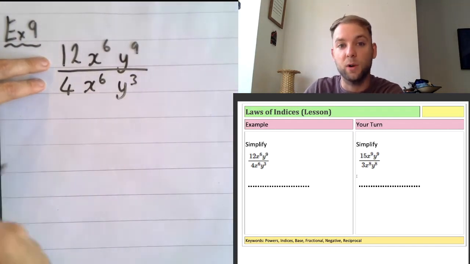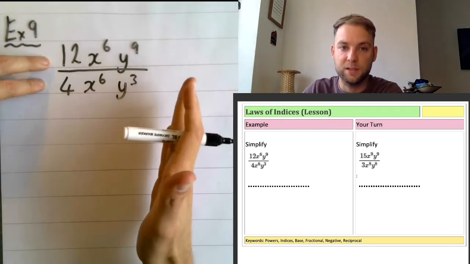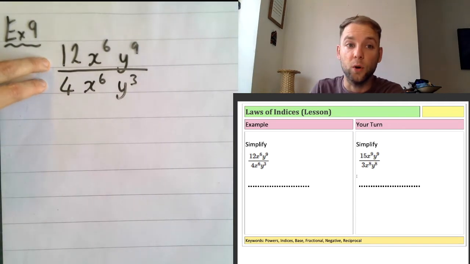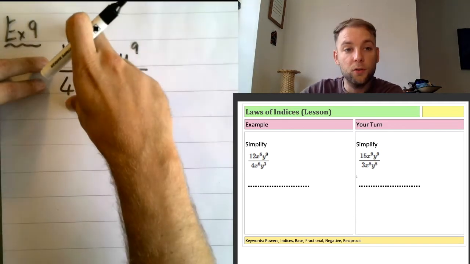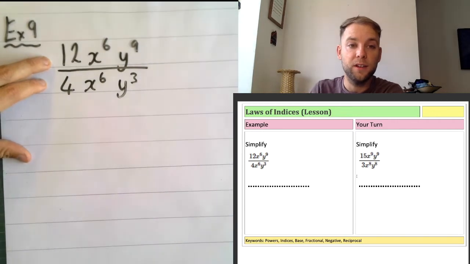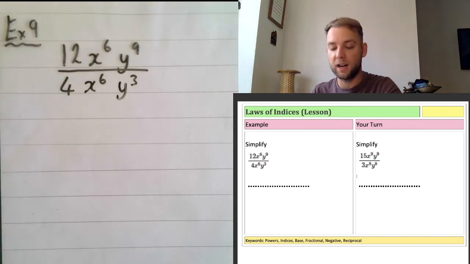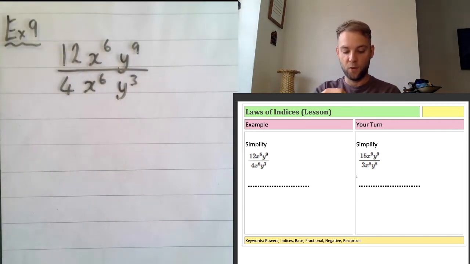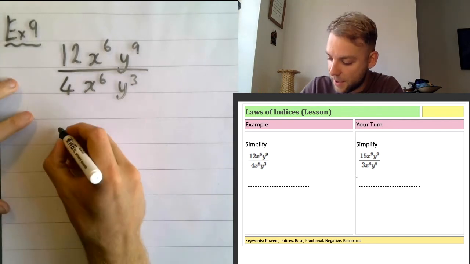Now, these don't have to be x and y's. They could be a's and b's, but in this one, they're x and y's. So first of all, whole numbers. What is 12 divided by 4? Well, 12 divided by 4 is 4, 8, 12. So that answer there is 3.